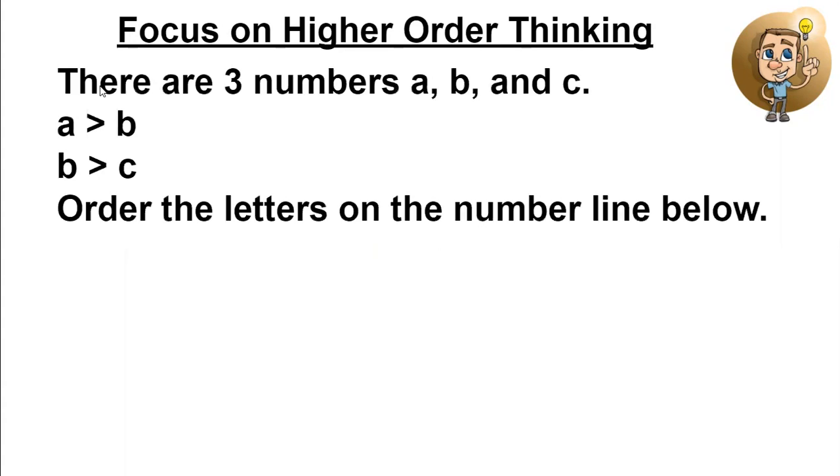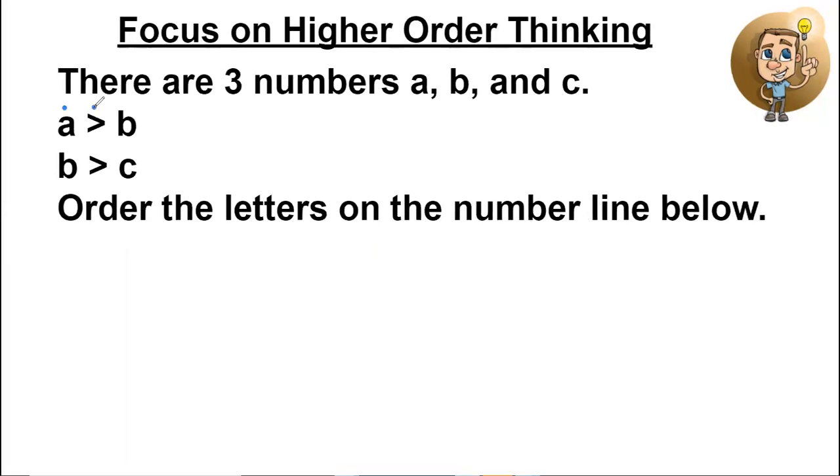There are 3 numbers, A, B, and C. Okay, we're going to pretend there's numbers we don't know what they are, so we're going to give them a letter. A is greater than B. See, that's how you read it. Read it from left to right. A is greater than B. B is greater than C. Order the letters on a number line below.